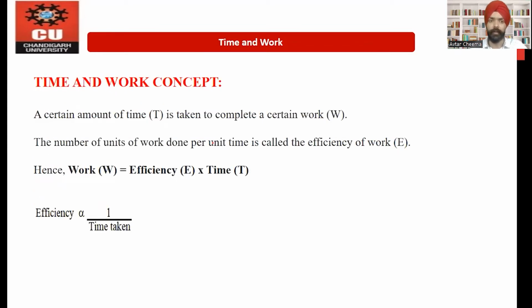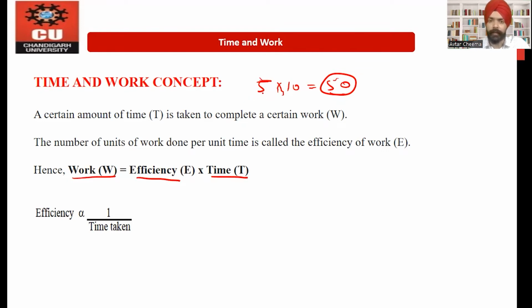Now first one is the time and work concept. So time is the total time taken by a particular person to complete a certain type of work. For example, daily you are doing 5 units of work and you have to make 50 units of work. So you need 10 days. Can I say you need 10 days? So in 10 days, you can complete 50 units. So from this, we learn that efficiency multiplied by time will be the total work.